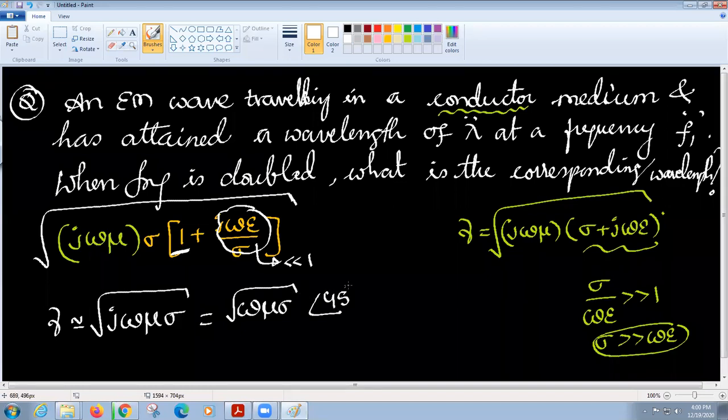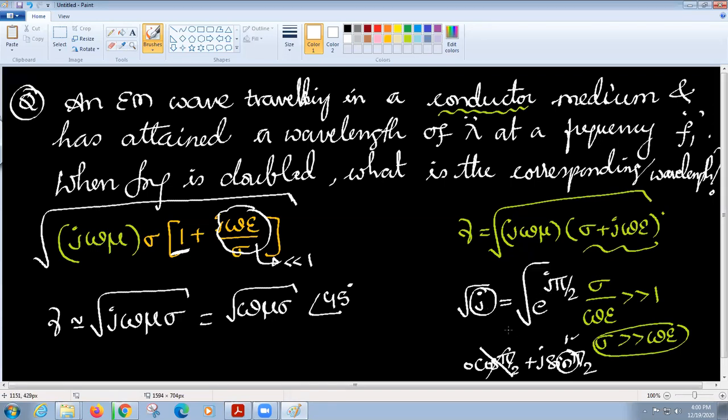This is nothing but omega mu sigma, with 45 degrees. I think I just proved it. What is the square root of j? I can write this j as e power j pi by 2, because this is cos pi by 2 plus j sin pi by 2. Cos pi by 2 is 0, sin pi by 2 is 1, so it is j. So I can write it as e power j pi by 2, and with the square root, we can write it as power 1 by 2.